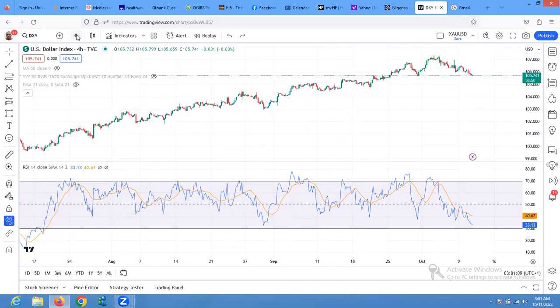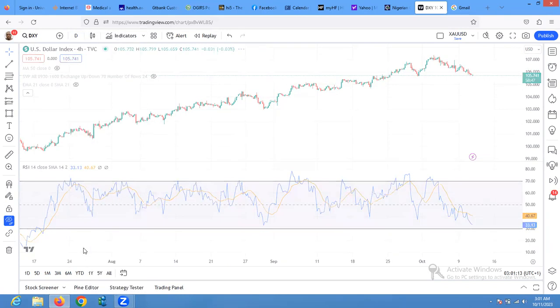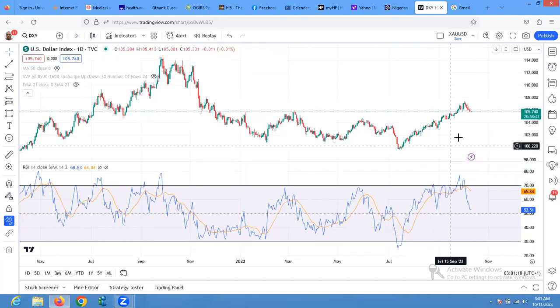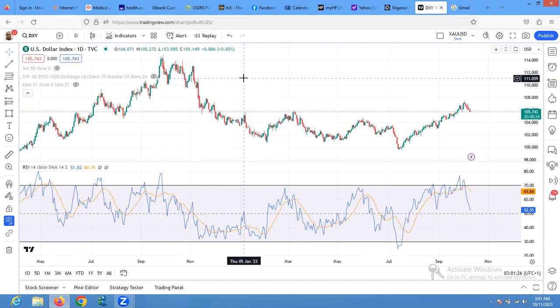And on the daily time frame, it's the same. You can see the height of 3 here and the 5th wave here. So we are correcting with 4, big 4 now.